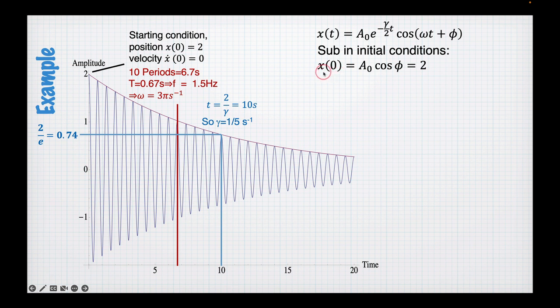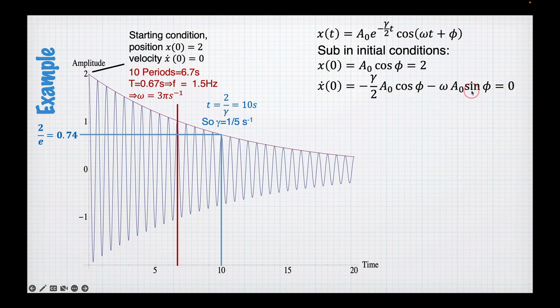So at time equal to 0, the position is equal to 2. So we have A0 cos phi is equal to 2, but that's not enough because we don't know A0 or cos phi. We can use the derivative of this function here at time equal to 0 and set that equal to 0 because the initial velocity is 0. And we have this equation.